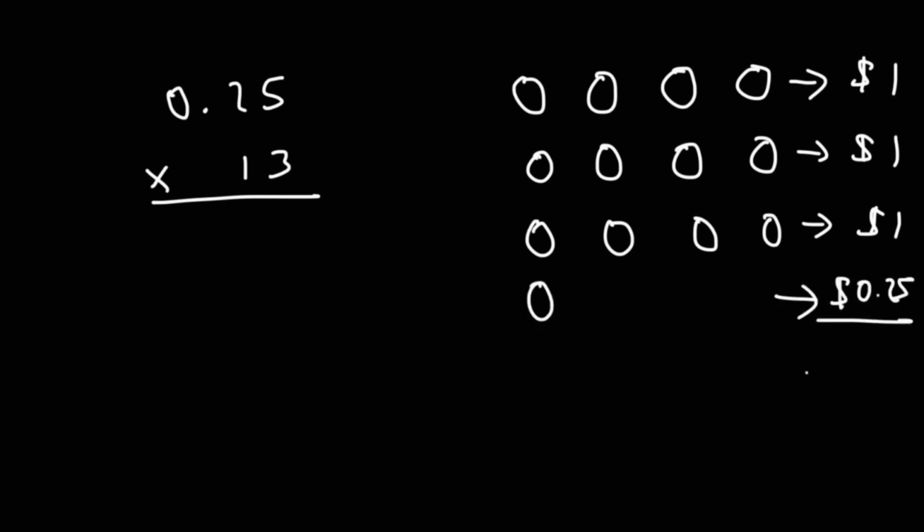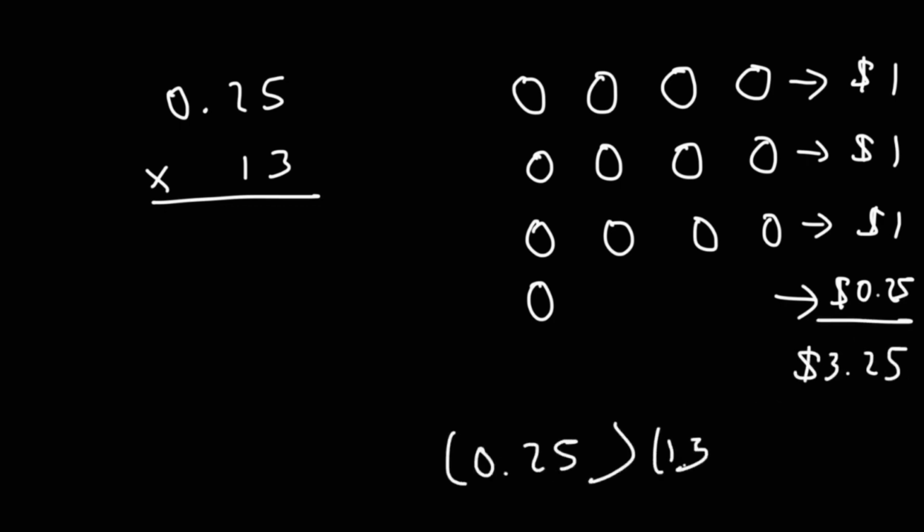So the total amount of money that we have is $3.25. So we could say that 0.25 multiplied by 13 is 3.25. Now let's confirm it. So we have 5 times 3, which is 15. Carry over the 1. 2 times 3, which is 6, plus 1, that's 7. And 3 times 0 is 0, but you don't need to write that. You could if you want to.